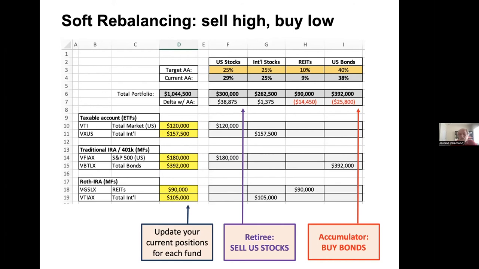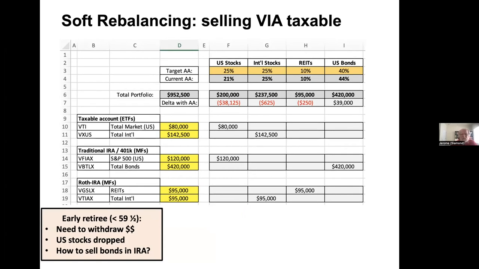So those are two very easy cases. Now, I've been facing another case, which is a little bit more tricky. Let's say you are an early retiree, less than 59, and you need money to spend, and US stocks dropped, and actually they did very much in the past week. And taking a look at your asset allocation, I'm actually already underwater for all the stocks here. And what I want to do is to sell bonds. Well, my bonds are in my traditional IRA, and I am less than 59. Therefore, the IRS will have great fun hammering me with penalties if I were to do that. Well, I don't like penalties. So maybe we should do something else.